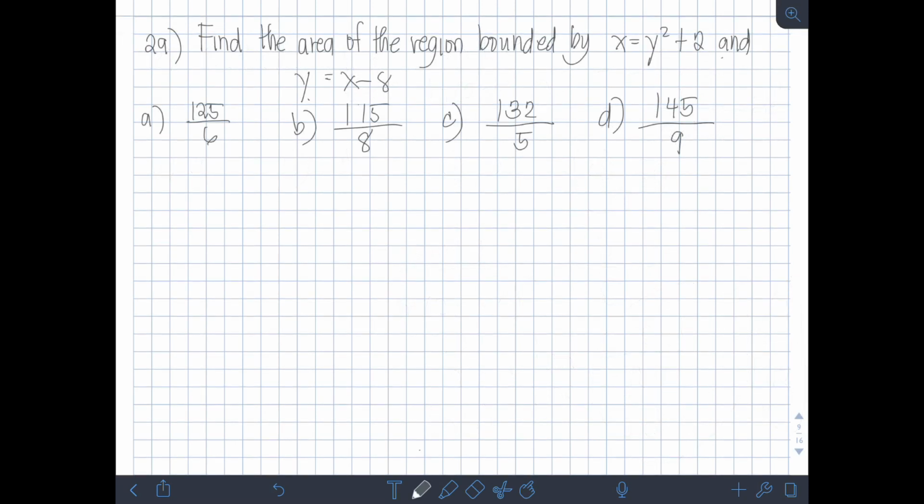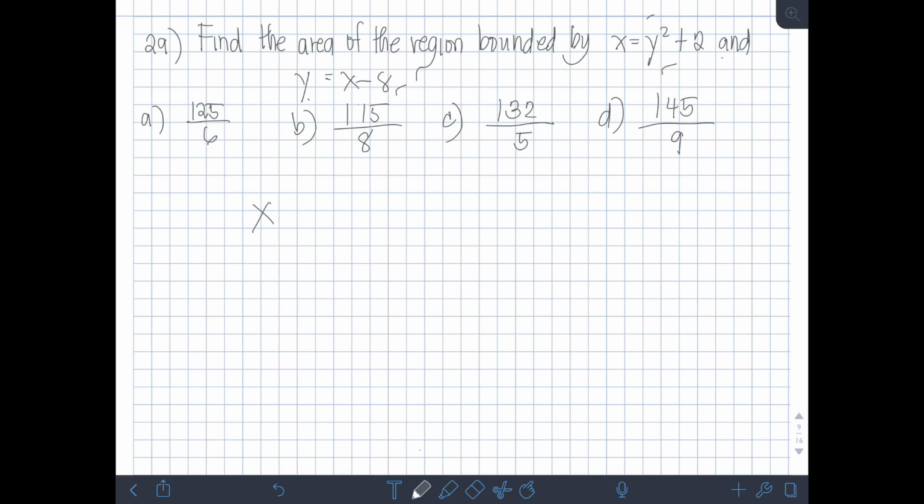Okay? Next, we have, find the area of the region bounded by x is equal to y squared plus 2 and y is equal to x minus 8. Okay, so application ng integral calculus which is area bounded by curves. So, first step, hanapin muna natin yung intersection nitong dalawang curves. So, pwede natin gamitin yung substitution na lang. Itong y in terms of x, substitute natin dito sa first equation.